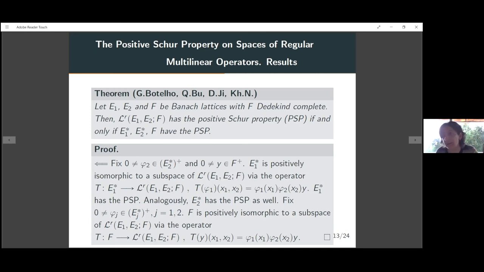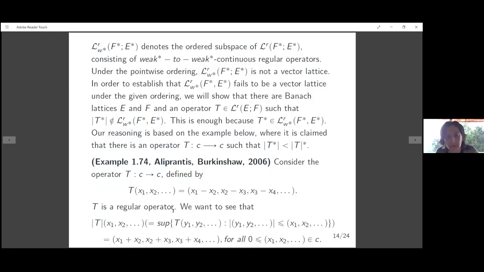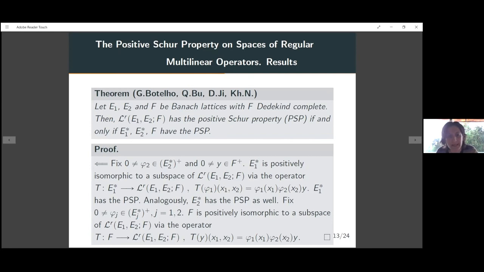So recalling the lemma that we had above, this E1 star is positively isomorphic to this bilinear operator space. And this bilinear operator space was assumed, because this is the other direction of the proof of the theorem, to have the positive Schur property. So E1 star has the PSP. In a very analogous way, we get that E2 star has the PSP.